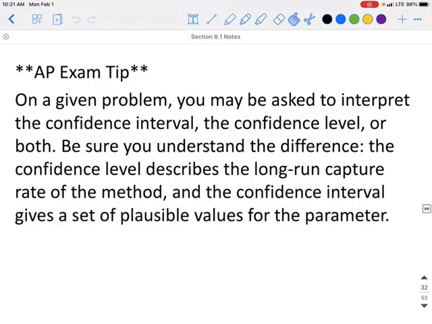For your AP exam, on a given problem, you may be asked to interpret the confidence interval, the confidence level, or both. Be sure you understand the difference. The confidence level describes the long-run capture rate of the method. So you're saying, if you take a bunch of samples of the same size, what would happen? And the confidence interval gives a set of plausible values for the parameter. So that's when you say, I'm 90 or 95% or whatever the percent is, confident that the interval from here to here will capture the true mean or proportion or whatever parameter you are discussing.